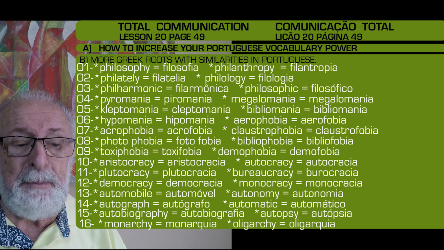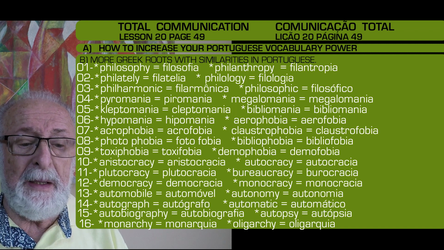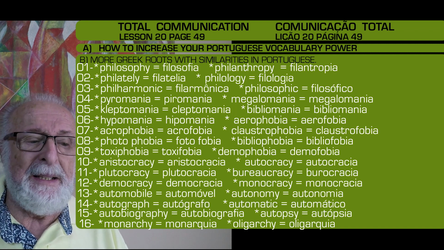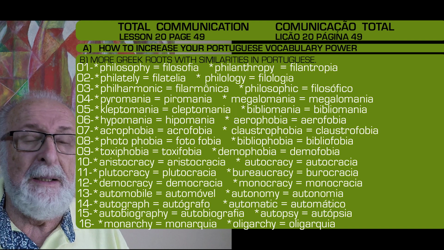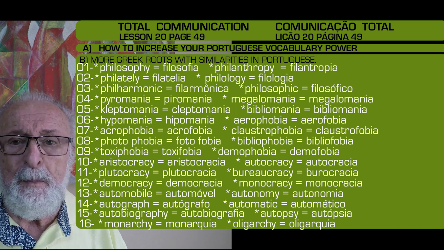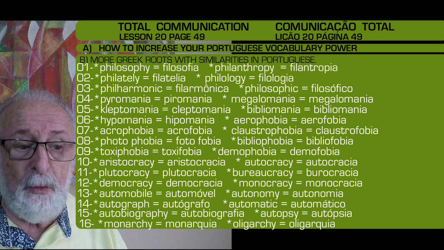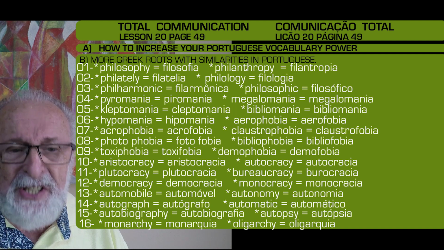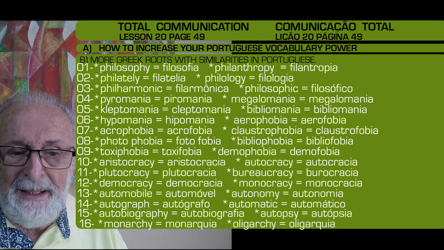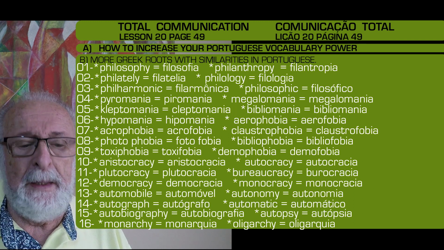In line 5, we have kleptomania. Kleptomania is kleptomania in Portuguese. We don't have the letter K in Portuguese anymore. It was replaced by the letter C. Okay?